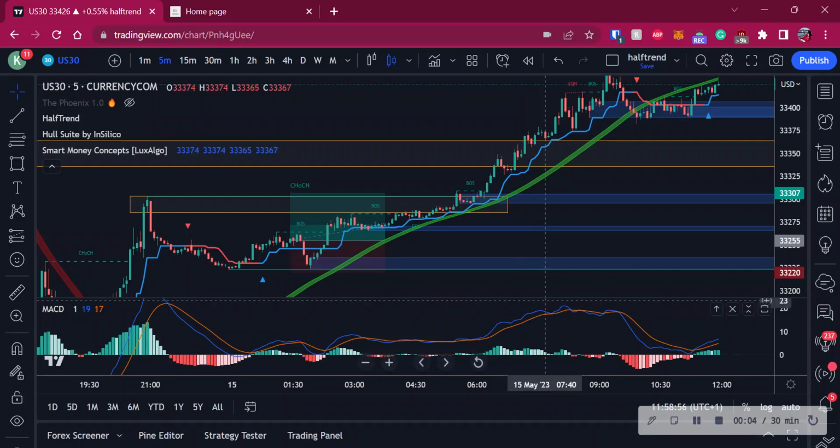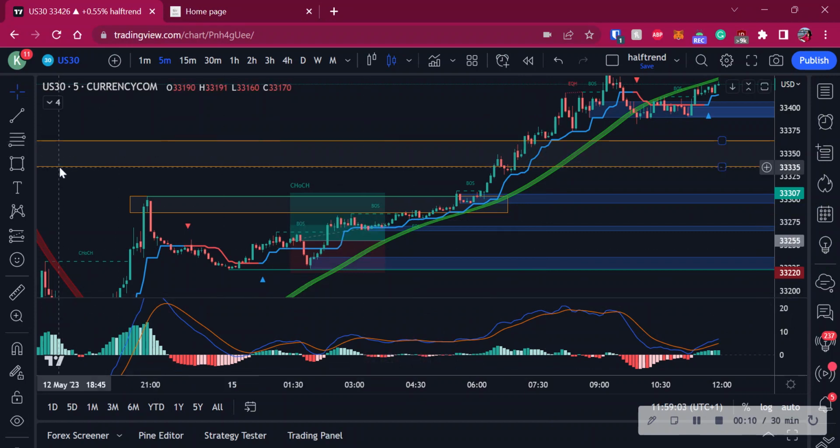Today is the 15th of May, and let's just do a quick analysis of US30 before New York opens. Now, having said that, I did say in my last video I will be starting a new 100,000 challenge, taking trades solely and only based on the half trend and the Hull Suite strategy. So I am going to show you guys. I have started it, and I'm going to show you guys in a bit how that went.